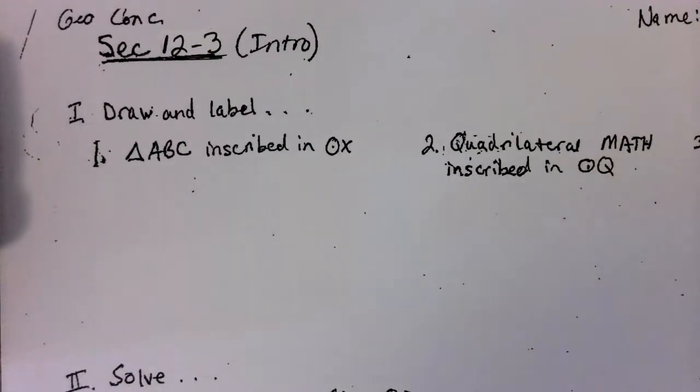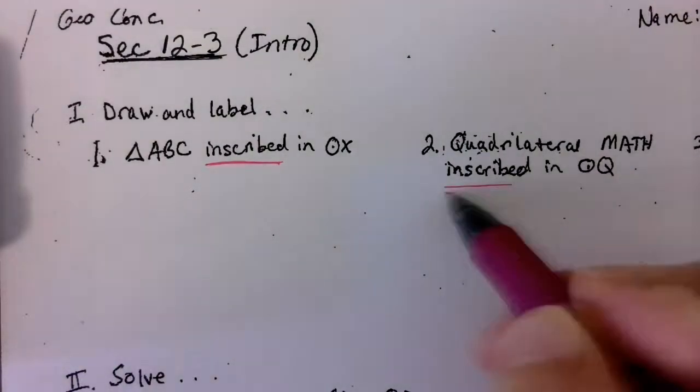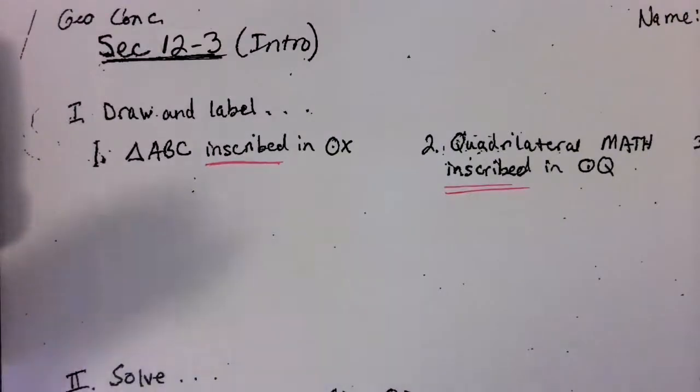You have a vocabulary sheet that has a whole bunch of circle terms on it. You might need to grab that, unless you're familiar with this term. So we want to draw and label triangle ABC inscribed in circle X, and then quadrilateral MATH inscribed in circle Q. So, keyword being inscribed. Go ahead, pause the video and try it, and then I will join you.